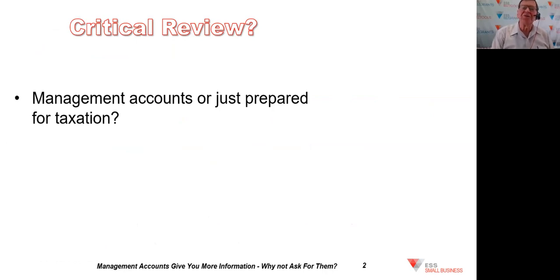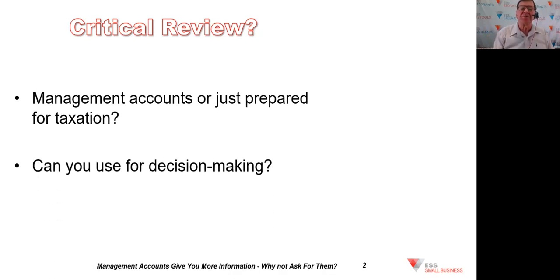How often do you have a critical review of the financial accounts that you're receiving from your accountant or that your computer system is producing for you? Are you looking at the material and deciding whether you could get some more information to help you in the operation of your business? Or are these accounts just being prepared primarily to supply information to the taxation office, which unfortunately the vast majority of financial accounts in Australia are being produced for that purpose?